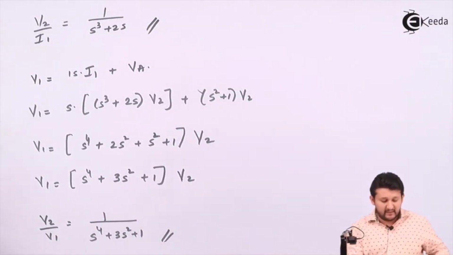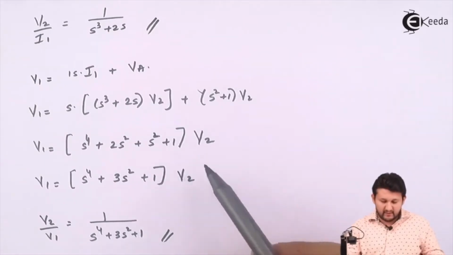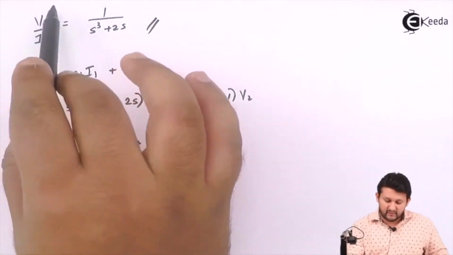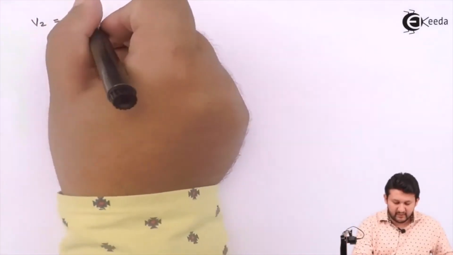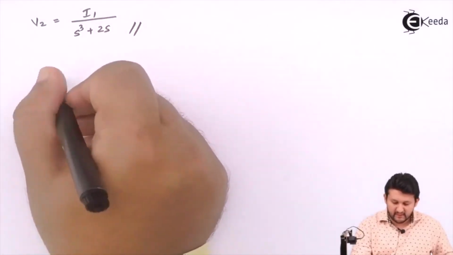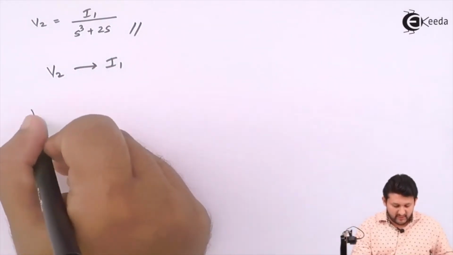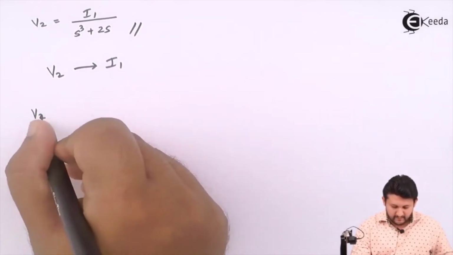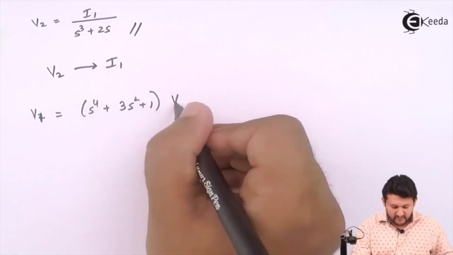The third equation which I need is V1 upon I1. For V1 upon I1, I need to convert this into I1. It can be easily converted because from this equation I already get the equation of V2. So V2 will be in terms of I1, so it will be I1 upon S² plus 2S. This equation gives V2 in terms of I1. So for this value in the previous equation we get V2 upon V1 equal to S⁴ plus 3S² plus 1 into V2.